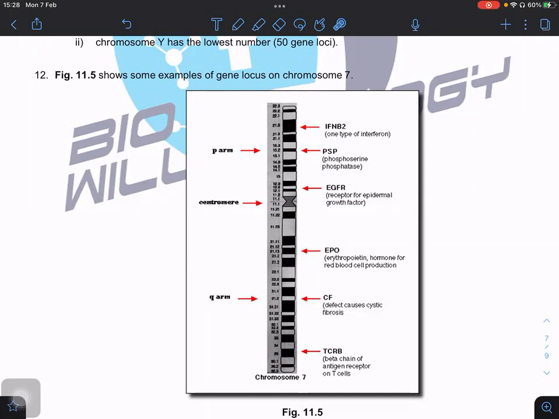Are you clear? So there's something like a condominium. You can see there's something like a condominium or apartments. So each floor has a particular gene to be there. So that floor we call a locus. Are you clear? Okay.